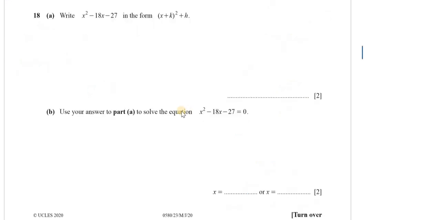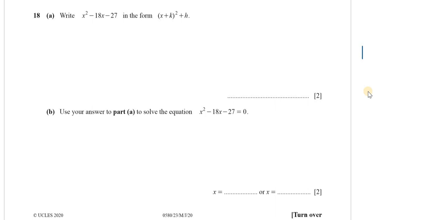Okay, now we will move to the next question, question number 18. You can see here a quadratic expression, x squared minus 18x minus 27. You have to write it in the form (x plus k) the whole squared plus h. When you look at this form, it means the completing the square method. So we will start doing the completing the square method.